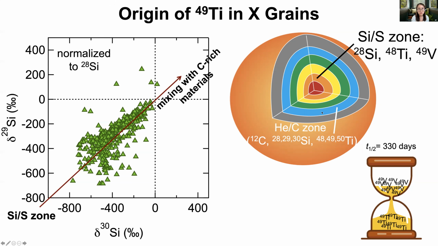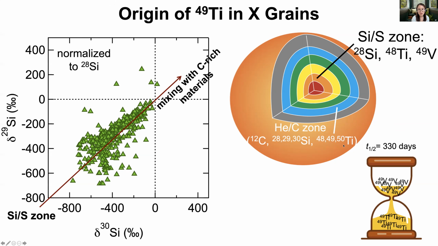And in this outer zone, silicon-28 is converted to silicon-29 and 30 by capturing neutrons. As a result, mixing drives the composition of X grains toward less negative values. In the meanwhile, this neutron capture process also makes titanium-49 in this outer region.